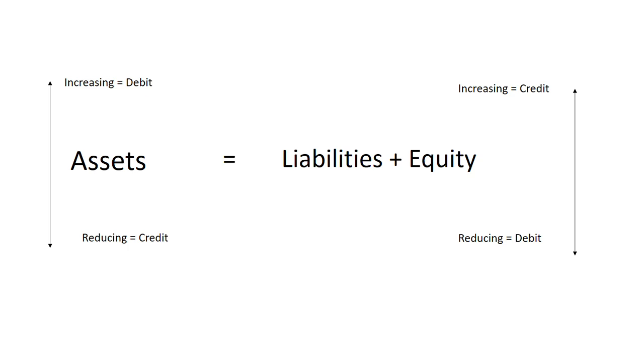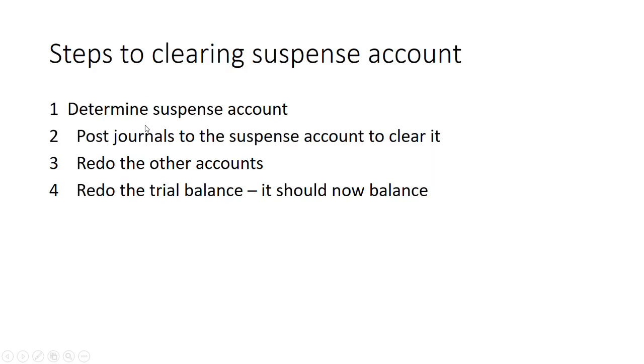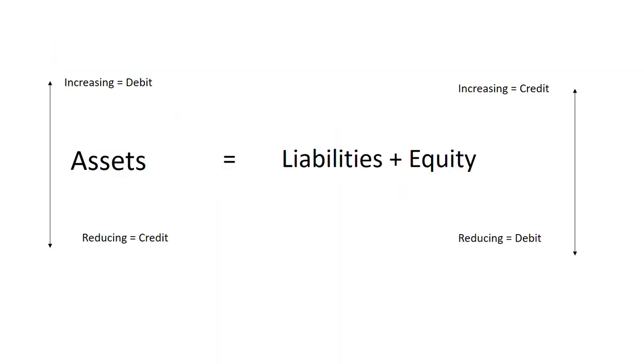I brought forward this little chart from the previous chapter because I just think it's helpful. So the first thing we're going to do is go through some steps to determine and clear up the suspense account. First of all, we're going to determine the suspense account, and let's assume on page 120 they didn't give us the suspense account at the bottom. We have to work it out ourselves. We'd go down and use this to work out what these things would be.